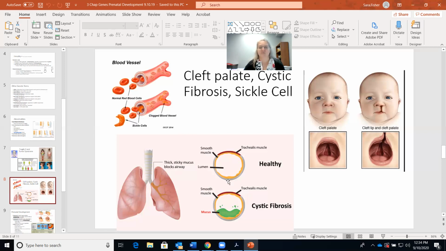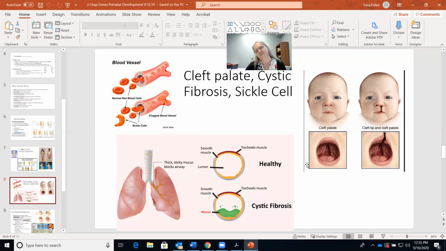Another one is cystic fibrosis, which, to be perfectly honest, I did not know what cystic fibrosis was until I started teaching this class. It makes it difficult to breathe. It is a tendency for mucus to collect in your trachea and in your lungs. So it can impair your quality of life, your ability to breathe, if you have cystic fibrosis.